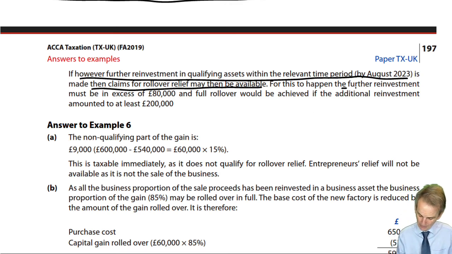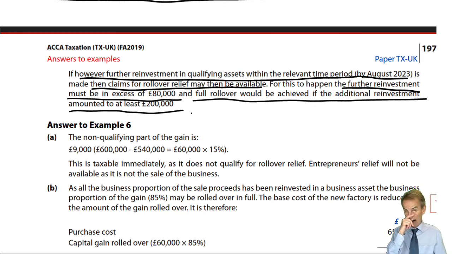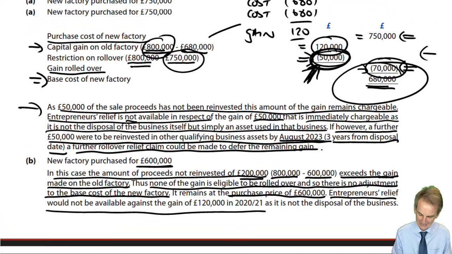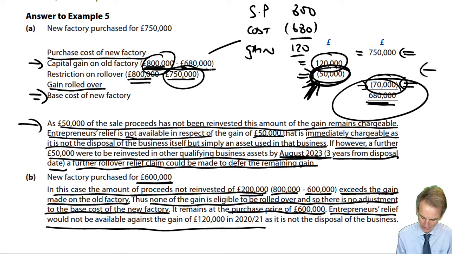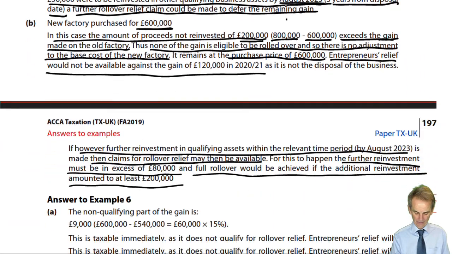What will therefore need to happen? Further reinvestment must be in excess of £80,000, and full rollover would be achieved if the additional reinvestment amounted to at least £200,000. You've got to get up to at least £680,000 being reinvested. Otherwise, you've still got the 120,000 gain. Well, if we look at what we had going back here, 800 minus 680 cost, you're going to have to reinvest at least 680 to be able to get any claim for rollover whatsoever.